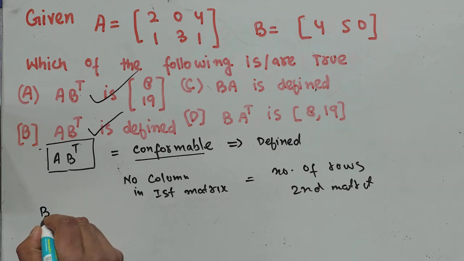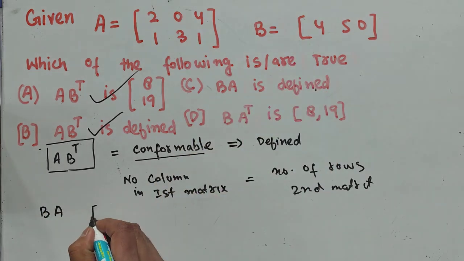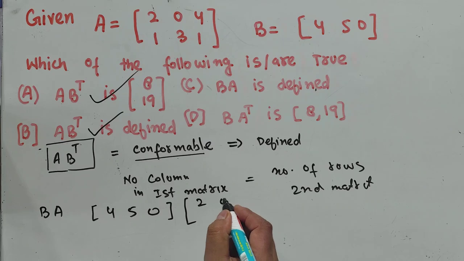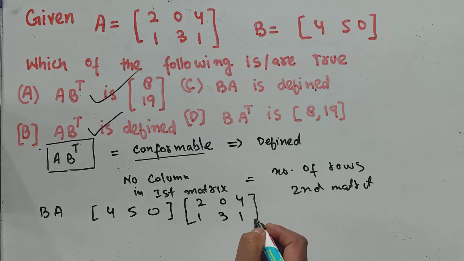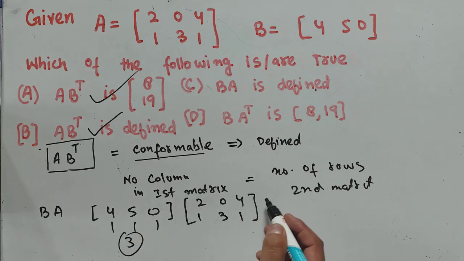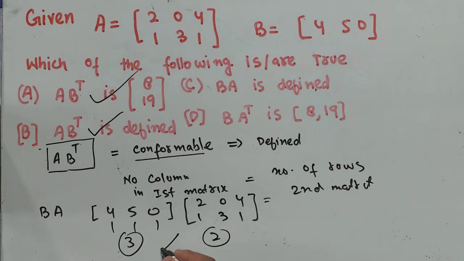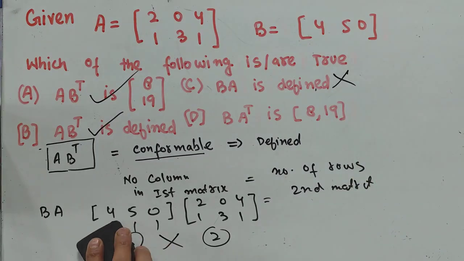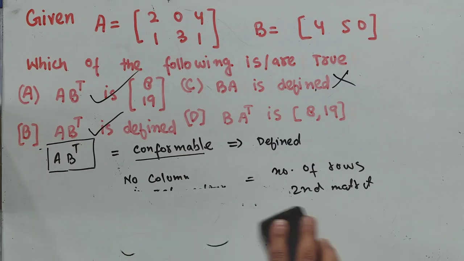Let us see the third option. So we have B times A. First we write 4, 5, 0 and we multiply it with A, which is 2, 0, 4, 1, 3, 1. For the two matrices to be conformable for multiplication, what is the condition? The number of columns in the first matrix should be equal to the number of rows in the second matrix. We have 3 columns here, but we have only 2 rows here. So they are not conformable. That means the product is not defined. So this option is incorrect.